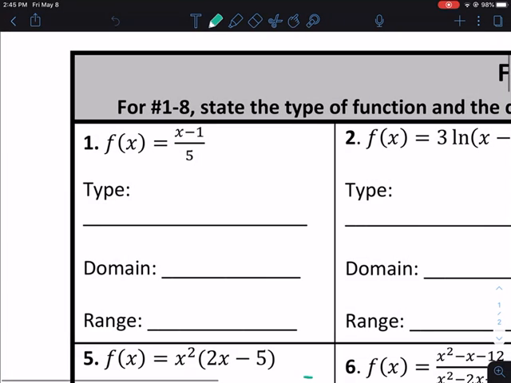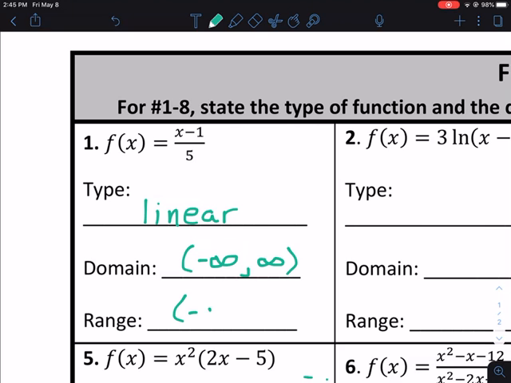Okay, linear. So on linear, the domain and the range can be any value, so it's negative infinity to infinity for both domain and range.